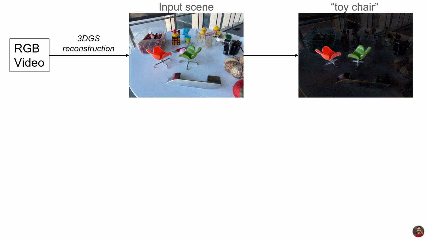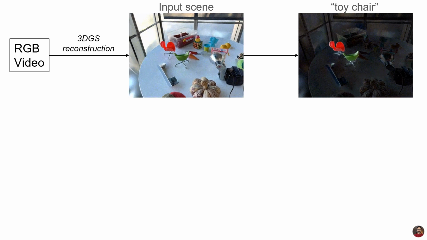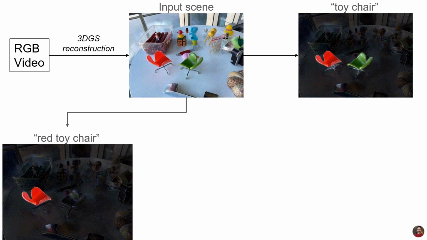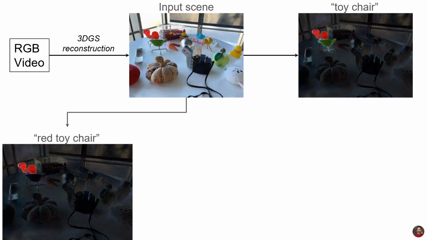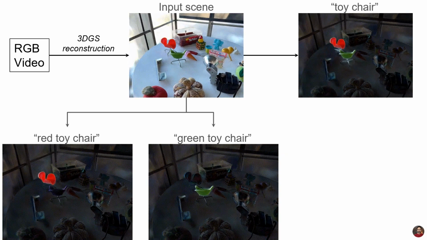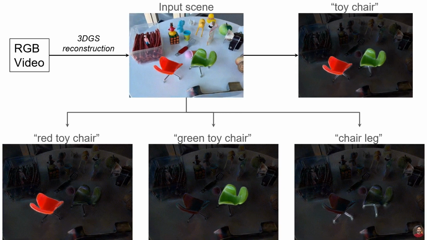For example, given the query toy chair, the model should segment these two chairs. But we may also want to go deeper and segment more specific regions like the red toy chair or the green toy chair. We may also want to segment parts of objects such as the chair leg.